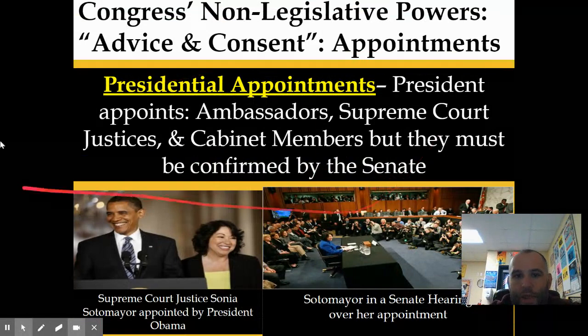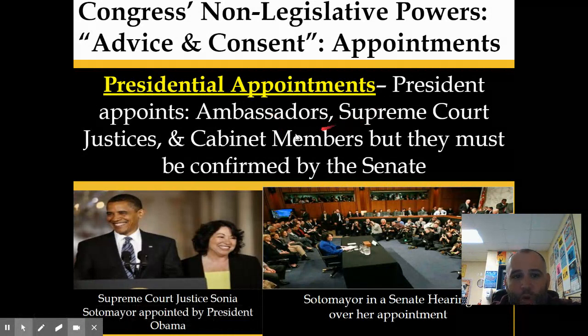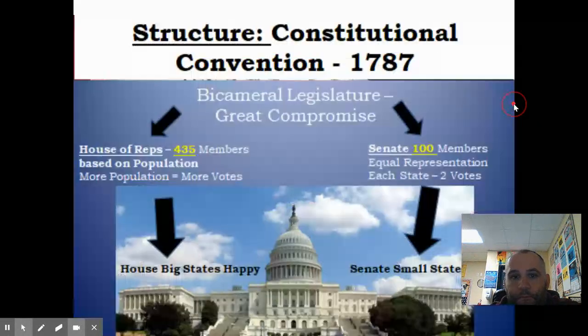This is an important one that you see on your EOC a lot. The president gets to choose people to work for him, ambassadors, Supreme Court justices, cabinet members, but they first must be approved by the Senate. So the president gets to choose people, but then the Senate has to give okay on it. If the Senate doesn't give okay, then that person doesn't get the job. So that's called confirmation of a presidential appointment. And so again, that's another example of checks and balances. Executive branch gets to choose someone. The legislative branch, Congress, gets to approve them.